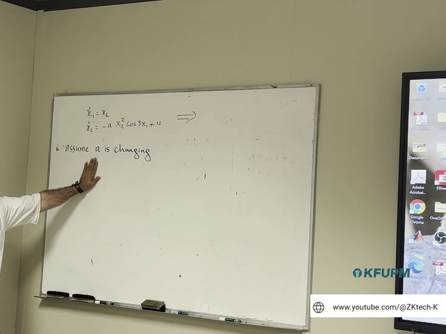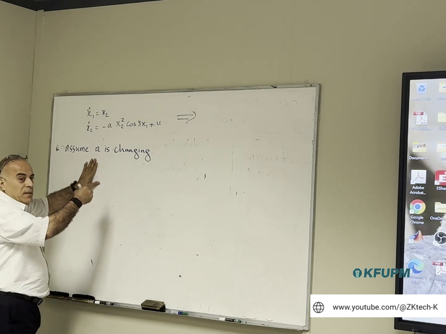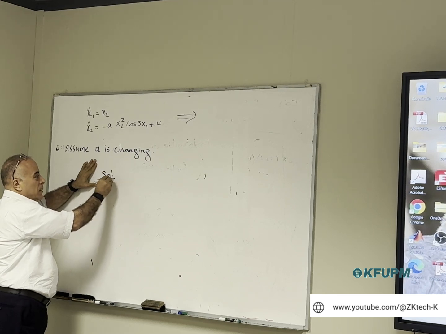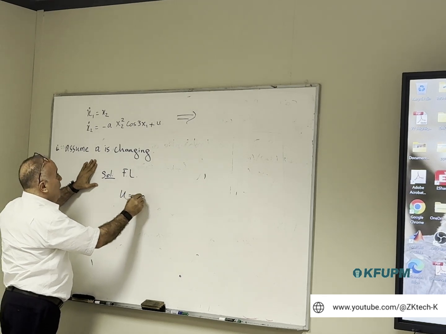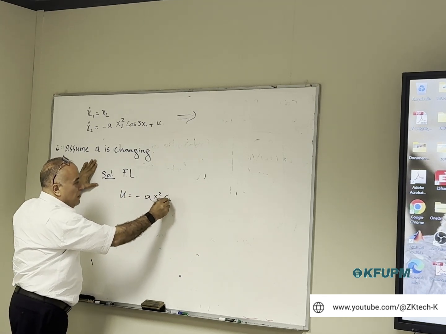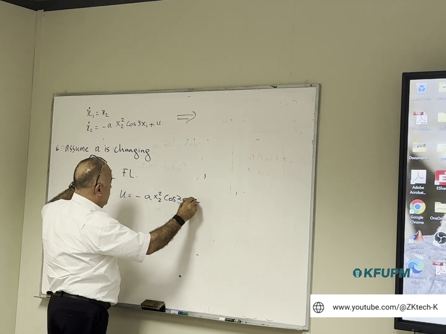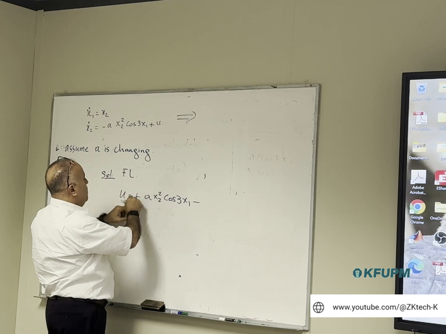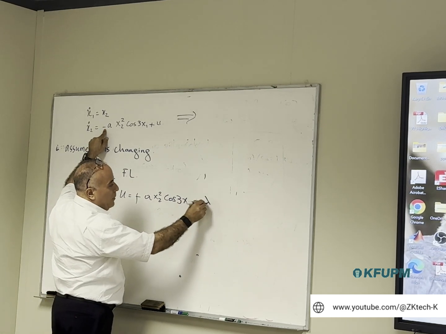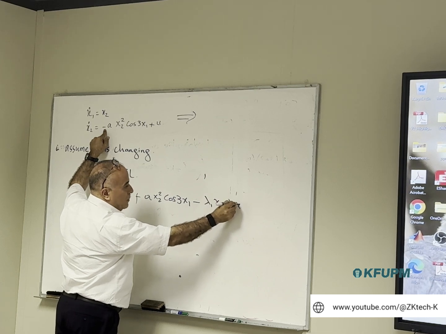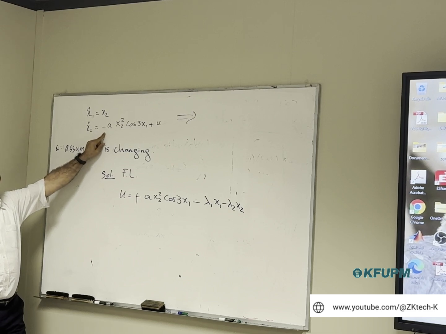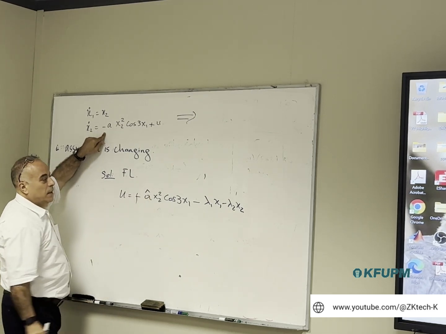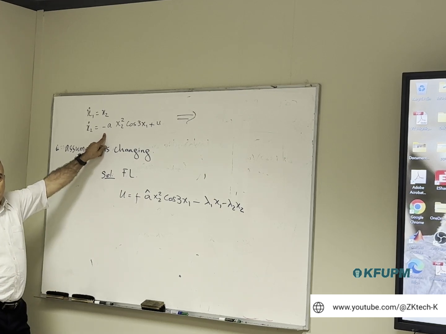What should I do? Adaptive feedback. Yes. So I do exactly the same thing. I can use, just for the sake of time, feedback linearization again. So my controller will be equal to minus a x2 squared multiplied by cosine of 3x1, minus lambda 1 x1 minus lambda 2 x2. This is my control using feedback linearization. But because a is not known, I need to put here a hat, the estimate of a.